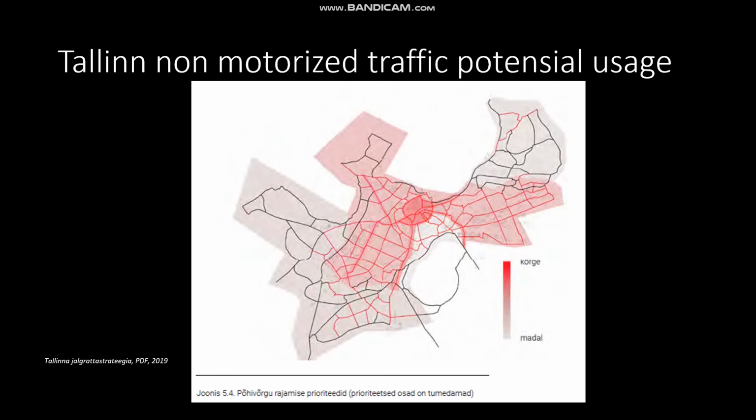This is Tallinn non-motorized traffic potential usage. Darker red means higher potential, gray means lower, and you see the huge potential is near the city center. This is the city center, and all other areas also nearby. This is based on how many working places there are, and how many people live per square kilometer. It also takes into account where the schools are.